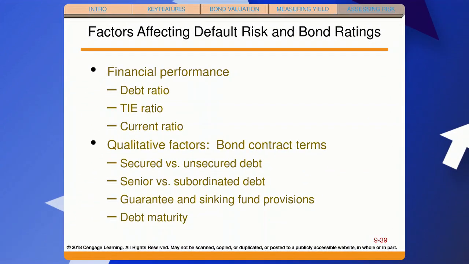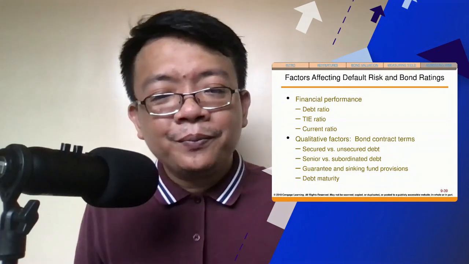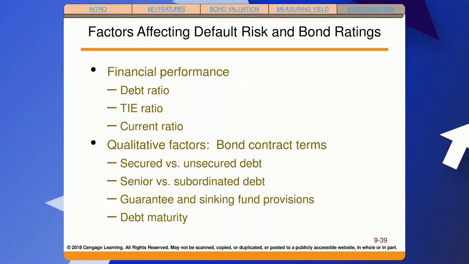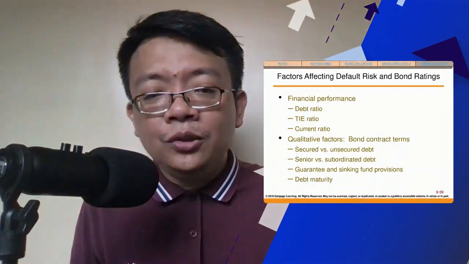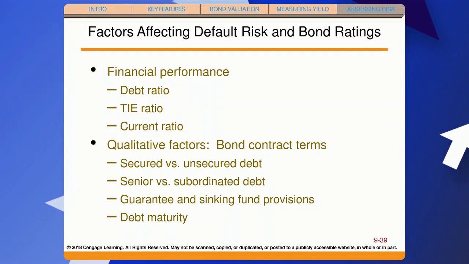So what are the factors that will affect the default? Hindi nakapagbayad. Financial performance, of course: debt ratio, more leverage. Ang dami mo ng utang, that's the debt ratio. You have also times interest earned. Ano naman yung times interest earned? It is the ability of the company to pay for the interest. You have also current ratio, current assets divided by your current liabilities. You have also qualitative factors or bond contract terms: secured versus unsecured, senior versus subordinated, guarantee, sinking fund, or debt to maturity. Madaming samples that will affect kung mag-default yung company or issuer. Sa Tagalog, hindi nakakapagbayad.